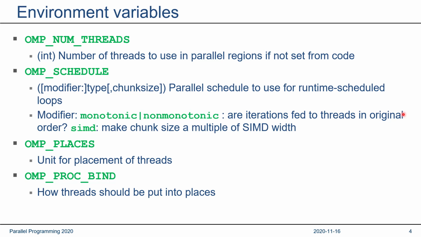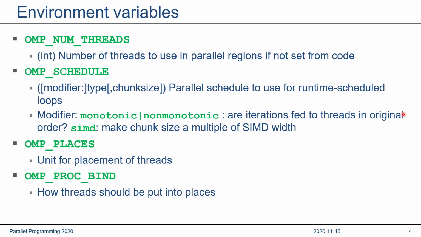If you specify non-monotonic, it may mean that there are backward and forward jumps, and you cannot rely on the iterations per thread to be monotonic. There's also another modifier called SIMD, which determines that the chunk size of the schedule should be a multiple of the SIMD width, which could be advantageous if you do SIMD vectorization, and we'll come to that a little bit later.